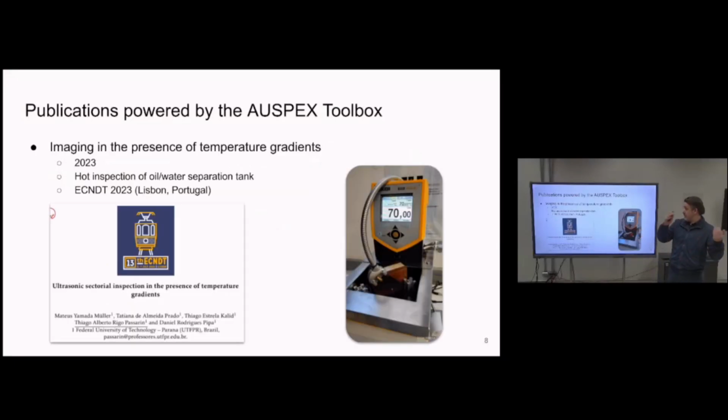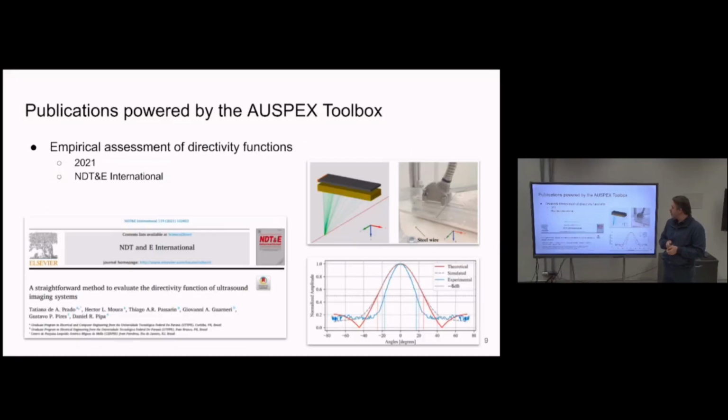This paper from the last ECNDT, where we did imaging with temperature gradients that translate into velocity gradients, was also implemented using our toolbox. Our directivity assessment method was also implemented using our toolbox. This one used data from Olympus Omniscan and the Panther.